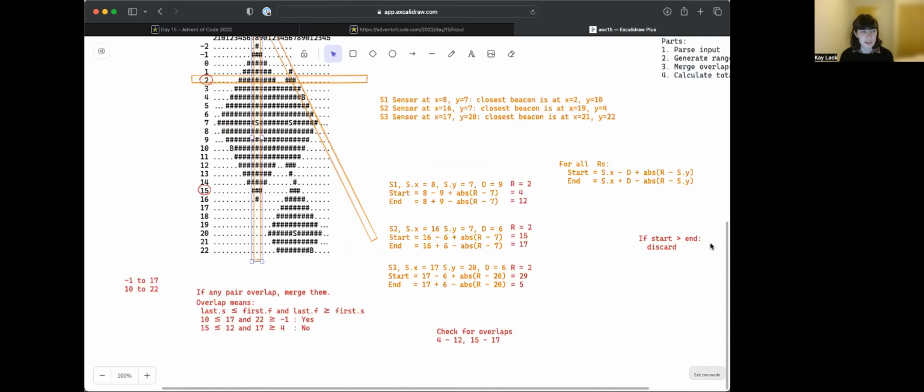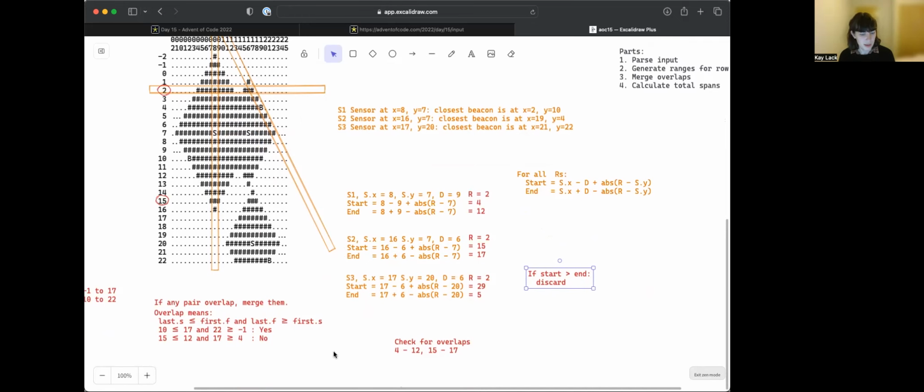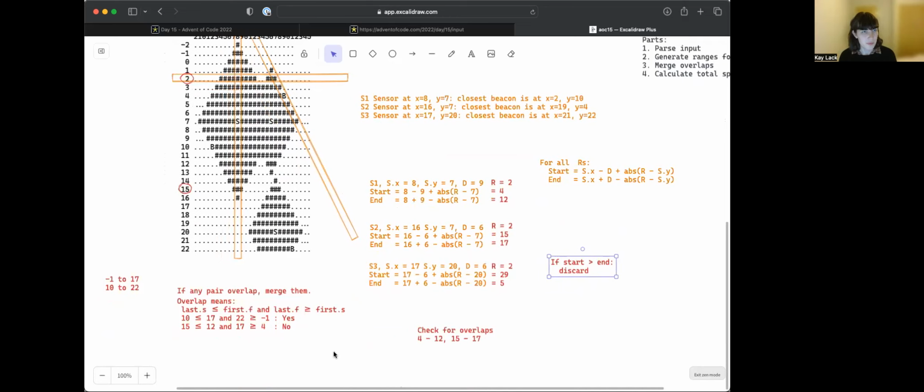And then if it's a negative output, let's say the start is greater than the end, like this one here, S3 down here, we can say it's not relevant because it's gone in a cross. So it's gone all the way up and it's starting to expand into infinity. We don't care about those. The end has to be greater than the start or equal to.